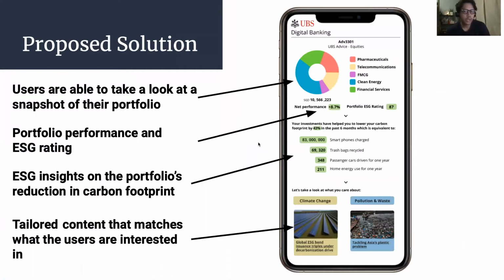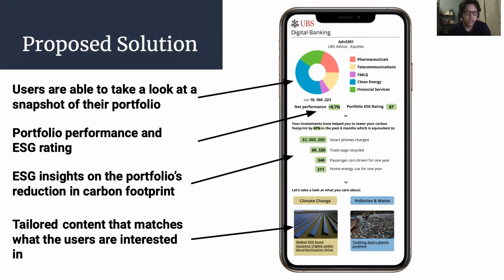So let's move on to a mock-up of the proposed solution that we built. Here you can see users can see a breakdown of the portfolio as well as the portfolio performance since inception, as well as the ESG score of 100, which is an aggregation of the various ESG products that the client has. The user is also able to see reductions in carbon footprint in bite-sized and relatable amounts.